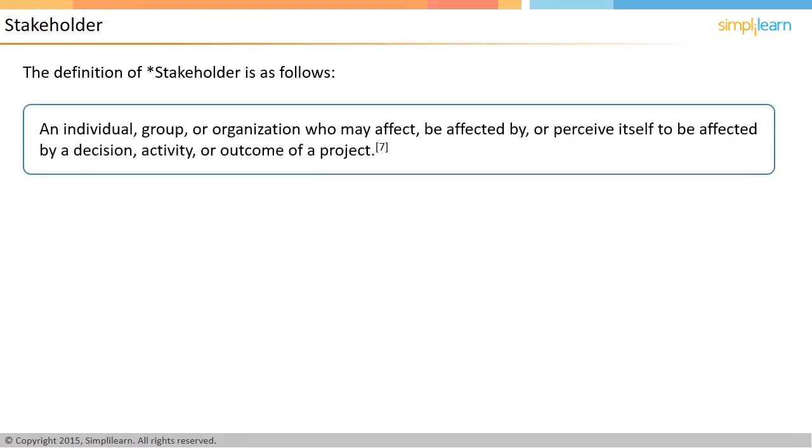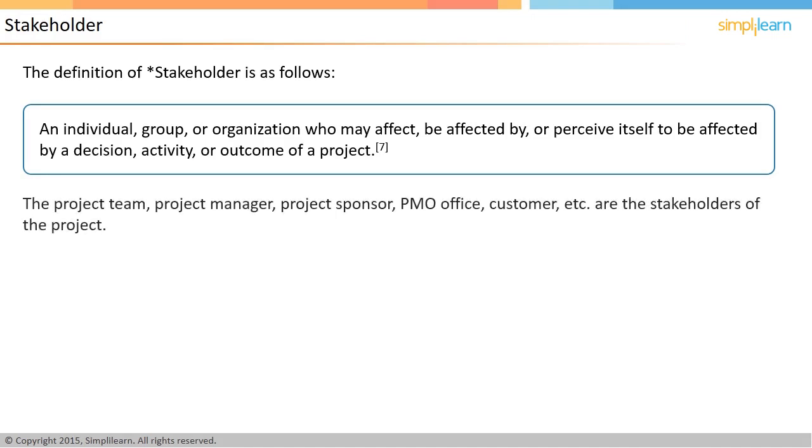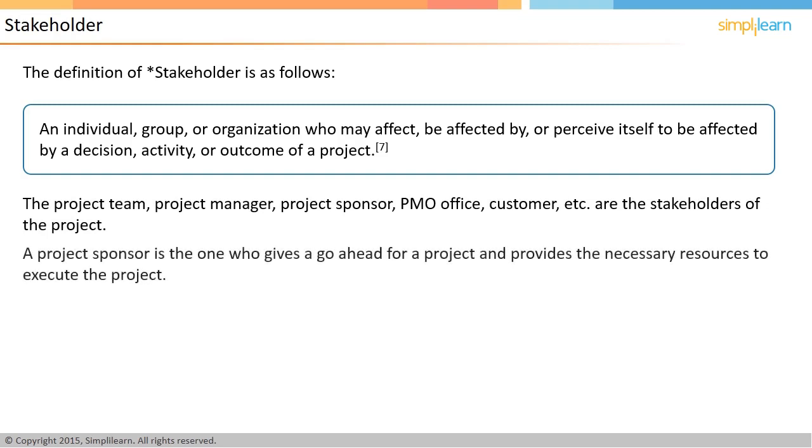A stakeholder can be defined as the one whose interests may positively or negatively be affected, or perceived to be affected, by the decision, activity, or outcome of the project. As per the definition, the project team, project manager, project sponsor, PMO office, customer, etc. are the stakeholders of the project. A project sponsor is the one who gives a go-ahead for a project and provides the necessary resources to execute the project.